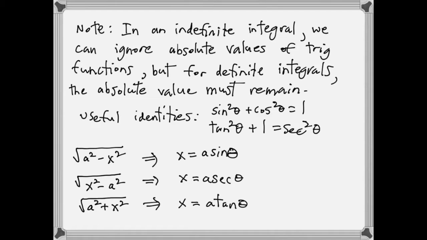So let me again write down what's happening here. In this case, you're going to end up using 1 minus sine squared theta is cosine squared theta. For the second problem, you're going to end up using secant squared theta minus 1 is tan squared theta. And in this last one, you're going to end up using 1 plus tan squared theta is equal to secant squared theta. So that's the idea.